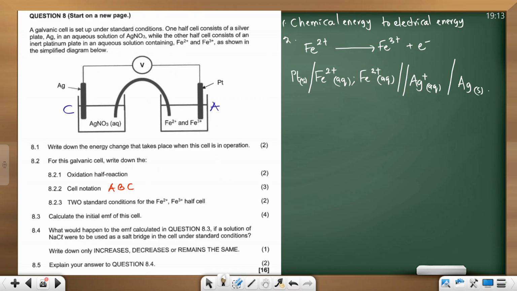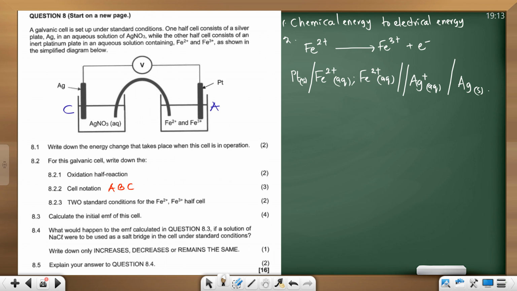No questions, we're good. Two standard conditions. I cannot use a gas, so there's no pressure. I can't use a pressure because there's no gas. So what are we talking about? Temperature of 25 degrees Celsius.